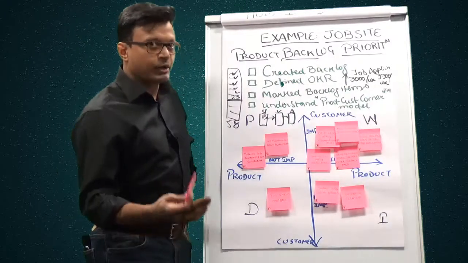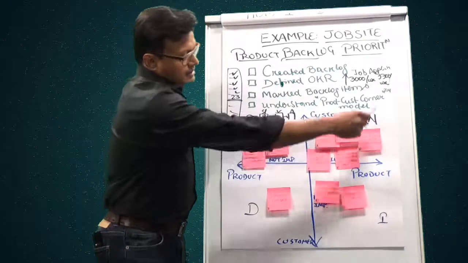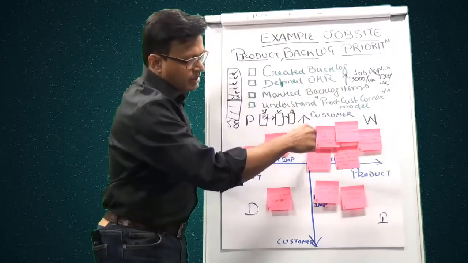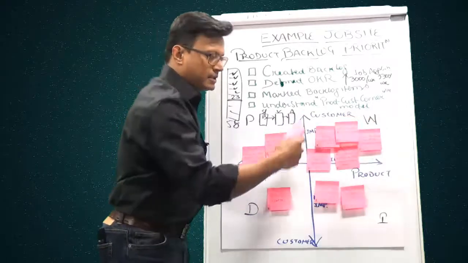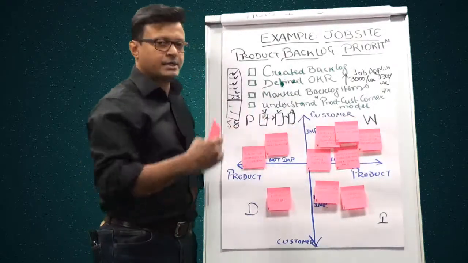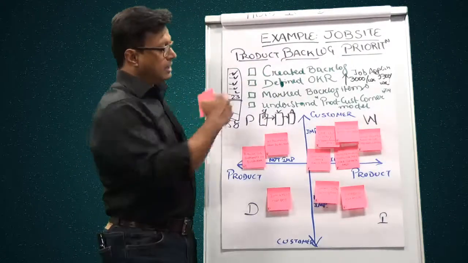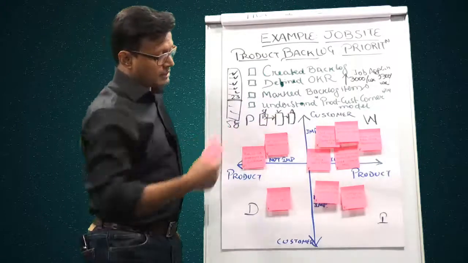And then eventually what you will see as a result of this exercise is there are certain items over here which are in the winner quadrant, which are both important for the customer and the product, and these are clear winners. These are the items that you need to work upon as your next set of prioritized items that sit at the top of your backlog, and then you can plan your sprints and your next goals.